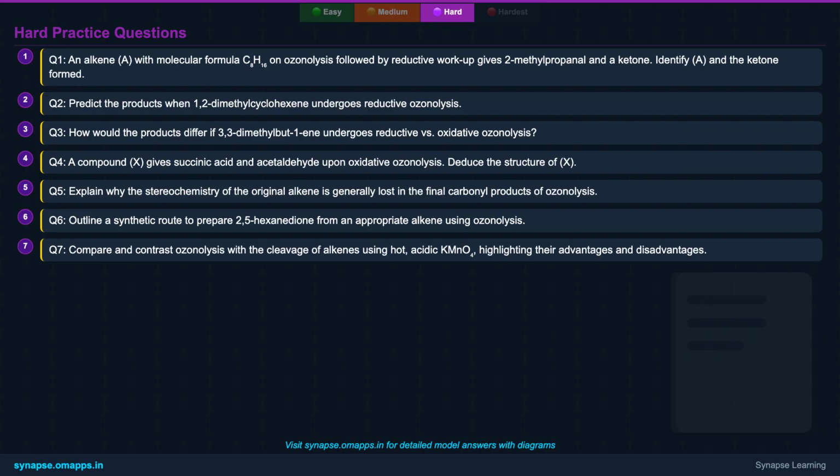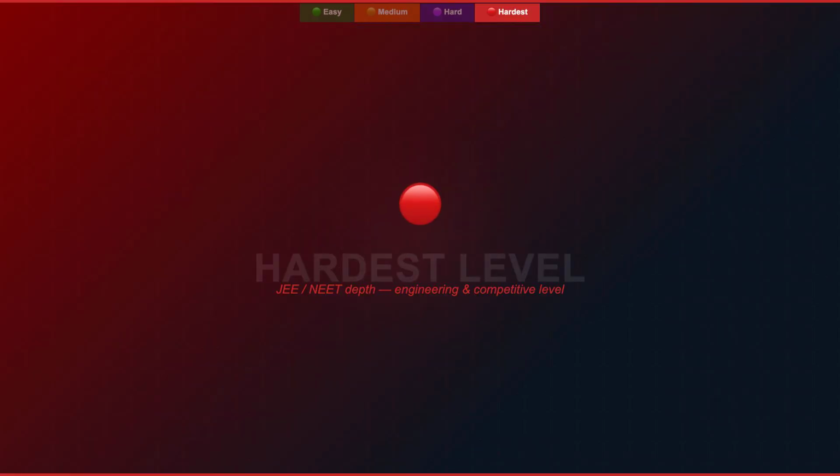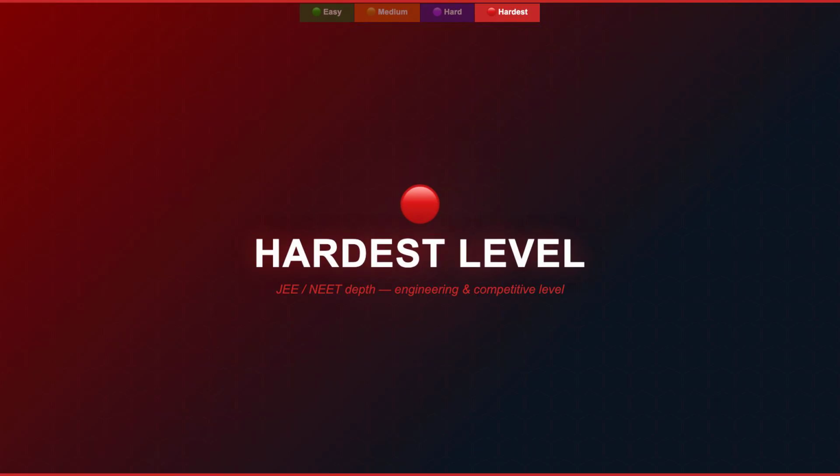You've now delved into the advanced aspects of ozonolysis, including its detailed mechanism, stereochemical implications, and comparison with other methods. Test your deeper understanding with these 7 hard-level questions. These will challenge you to apply mechanistic reasoning and consider the subtle differences in reaction outcomes. Think critically about each step and the role of various factors. Good luck!